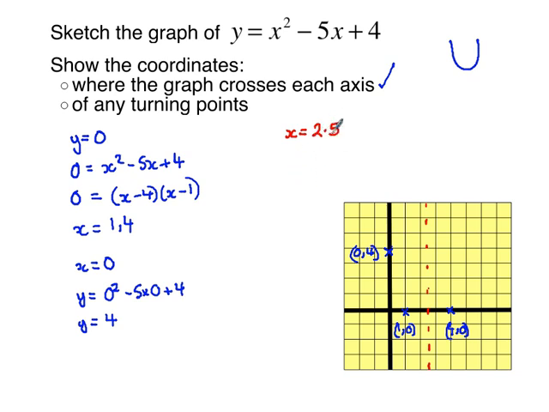So if I wanted to find the coordinate, I need the y coordinate here. So what I could do is just put that straight back into there. So I'd have y equals 2.5 squared minus 5 times 2.5 plus 4, which would be 6.25 minus 12.5 plus 4, and when you tidy all that up you get minus 2.25.